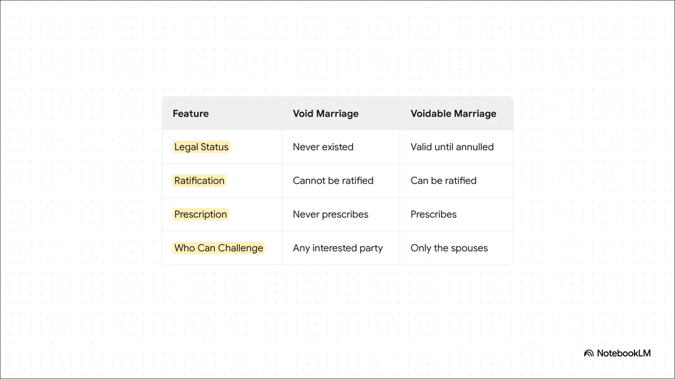Okay, everybody, this is the money slide. Screenshot this, tattoo it on your arm, whatever you need to do. A void marriage, legally, never happened. You can't fix it, you can't ratify it, and you can challenge it any time. Avoidable marriage, on the other hand, is perfectly valid until a court says it's not. It can be fixed or ratified if the parties just continue living together, and you're on a clock. The right to annul it expires. This table is your cheat sheet.